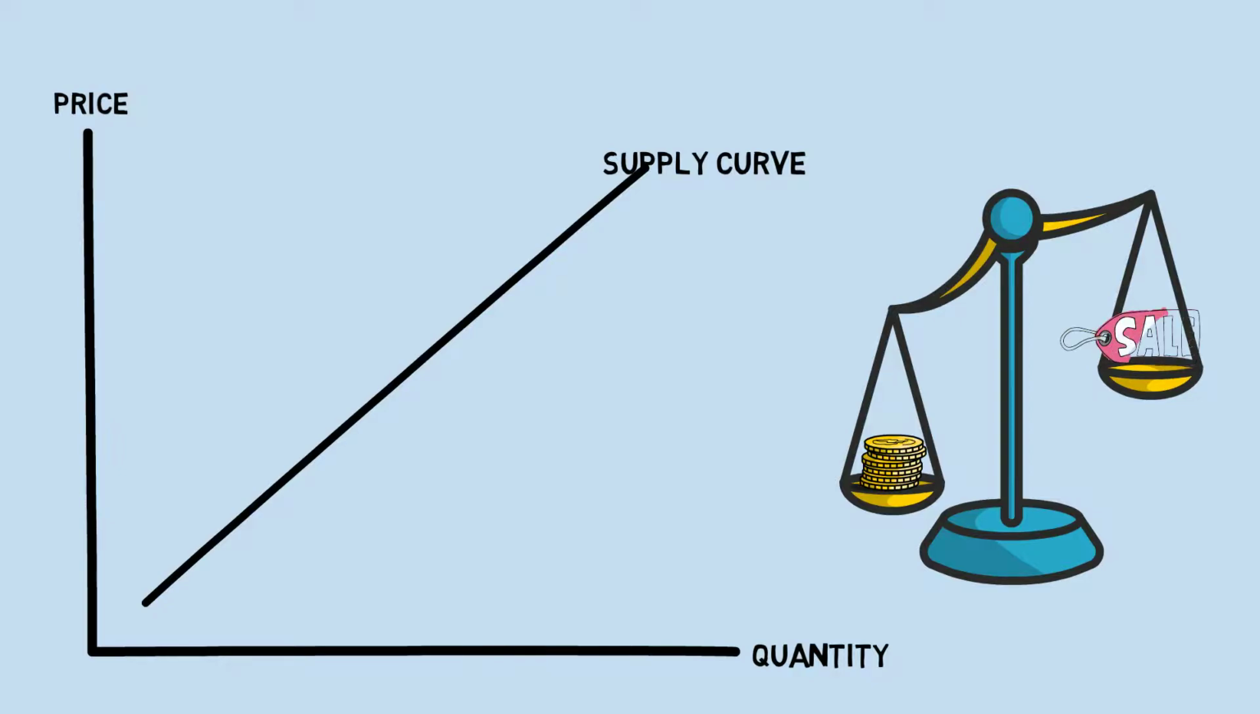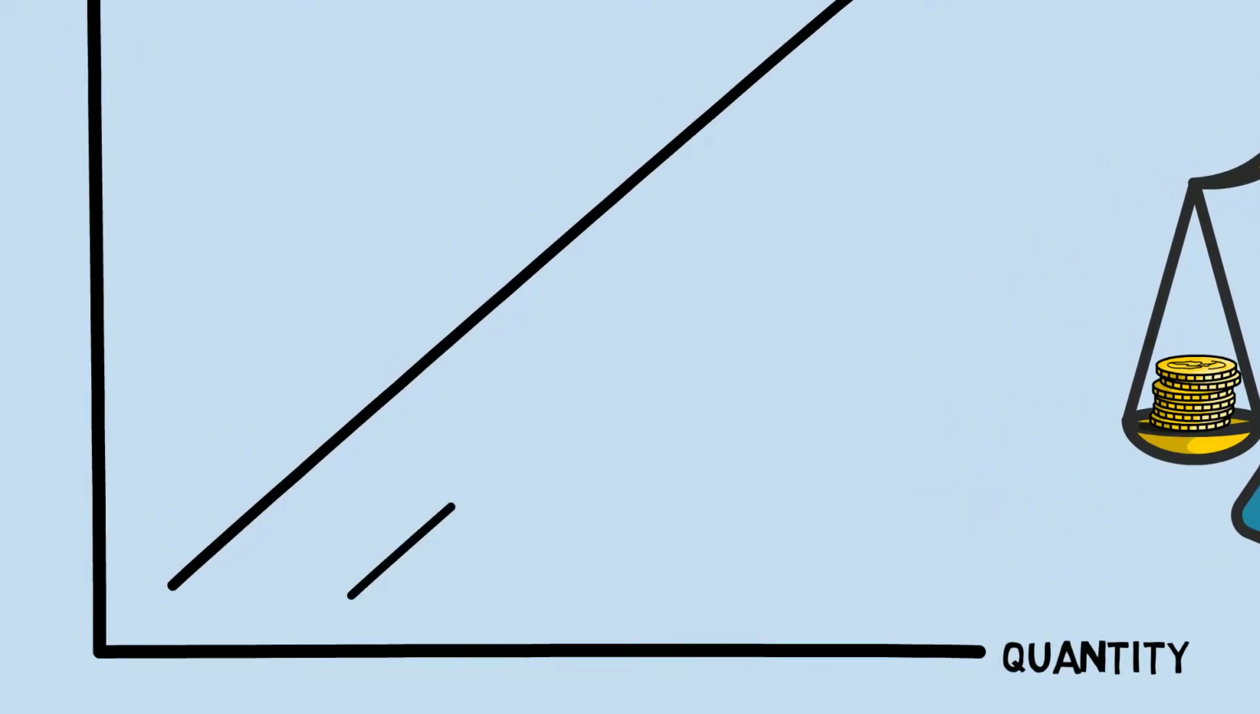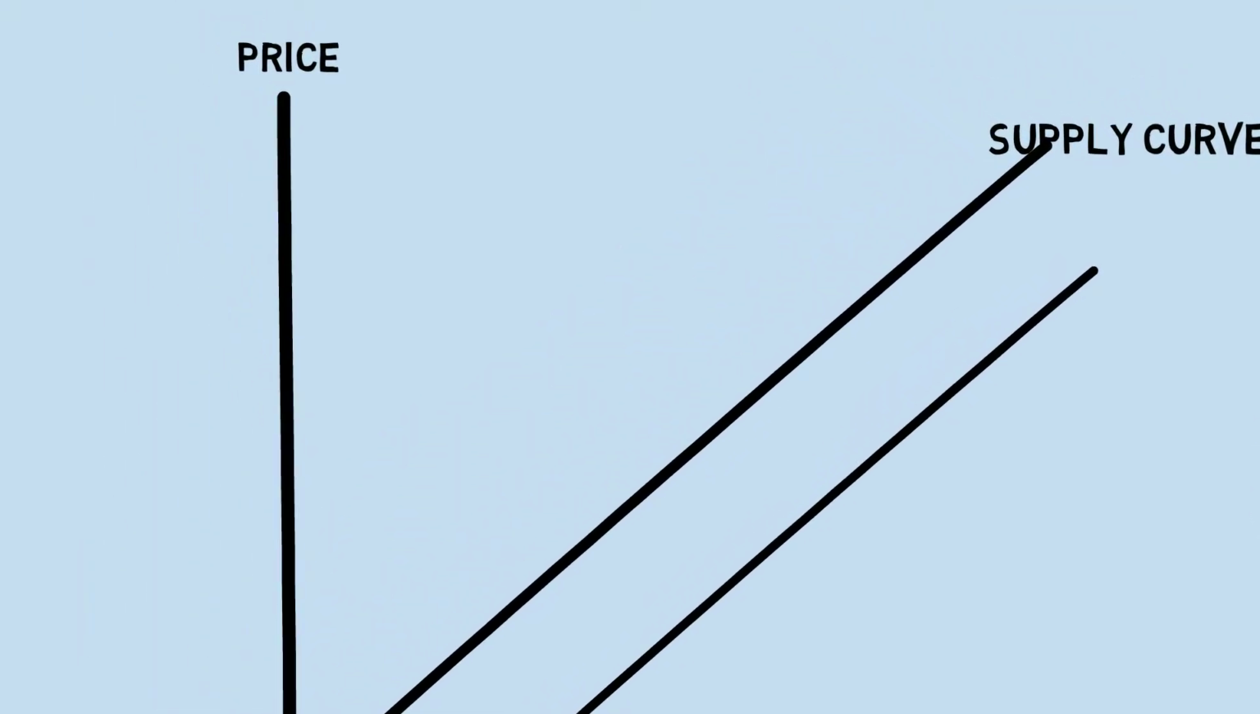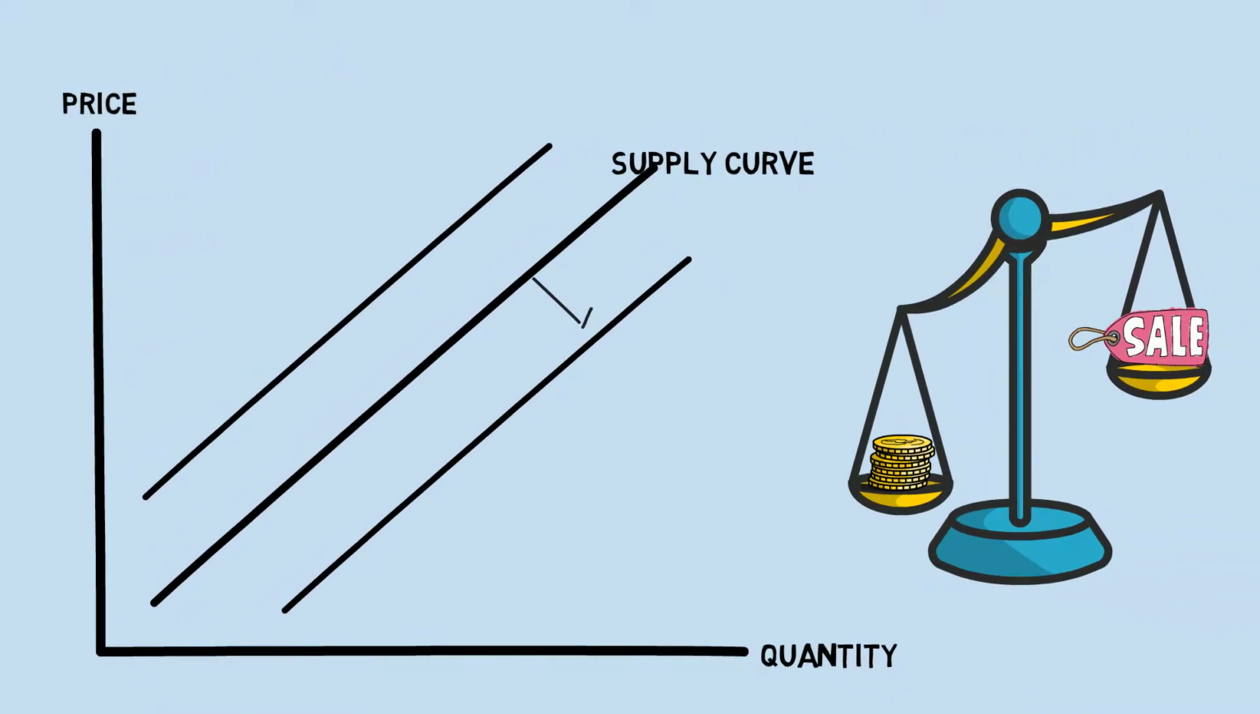Similar to the demand curve, the supply line can either move to the right or to the left due to external factors, except for price. The supply curve moves to the right when the suppliers are willing to produce a greater quantity for the same price. Similarly, it moves to the left when suppliers are willing to produce less quantity for the same price.